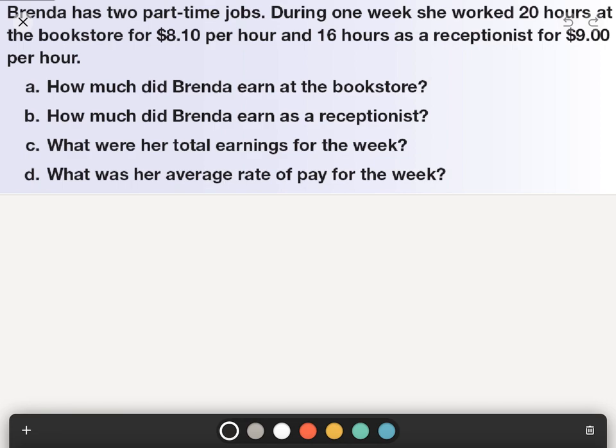Okay, so that should have given you plenty of time to figure out how much did Brenda earn at the bookstore. So it's just some simple multiplication.